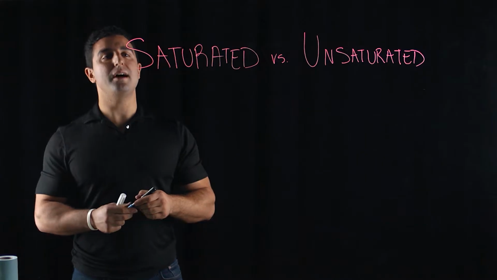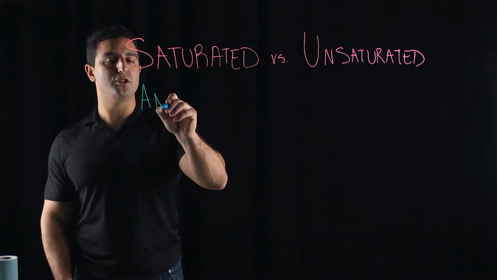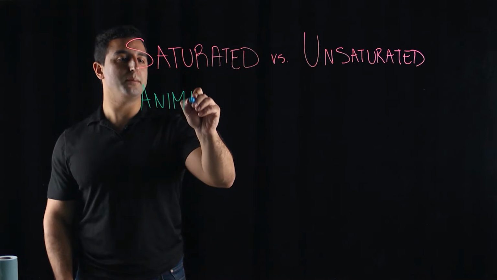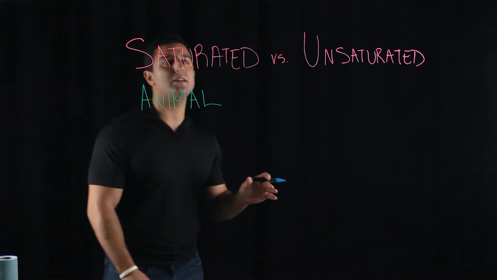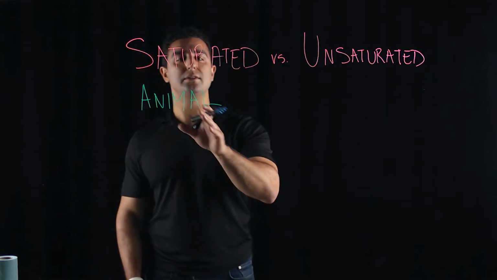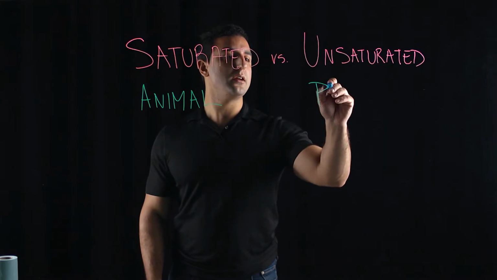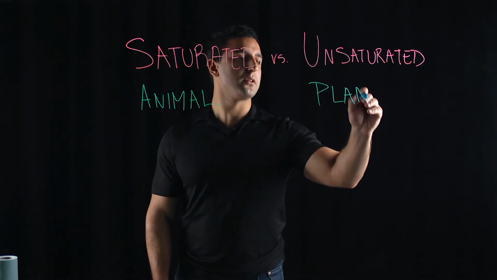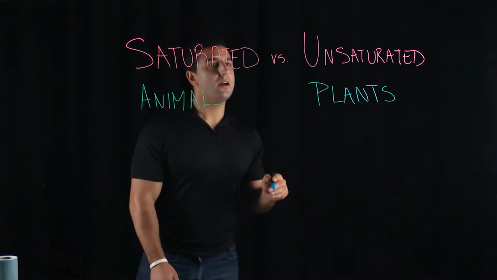Most saturated fatty acids are found in animals. There are exceptions, of course. For example, there's certain plants that have saturated fatty acid. But the majority of saturated fatty acids are found in animals, whereas the majority of unsaturated are plant-based. Okay, so the majority of our unsaturated fats are plant-based.